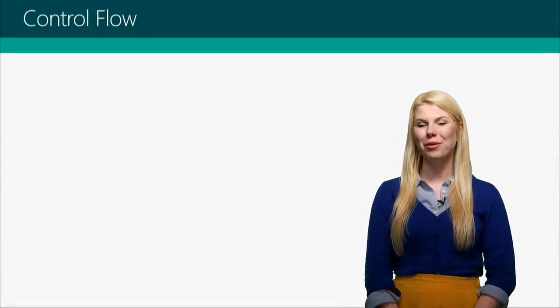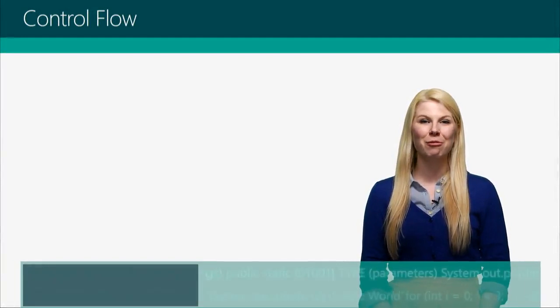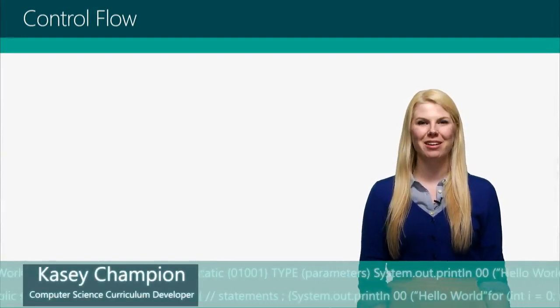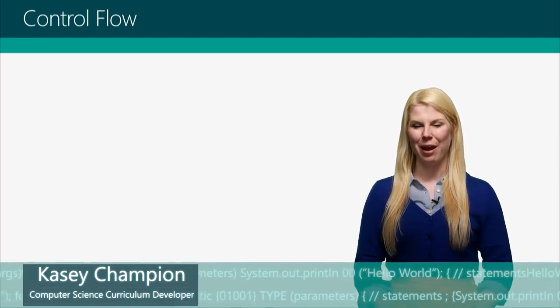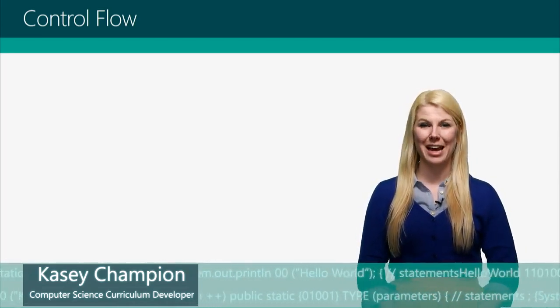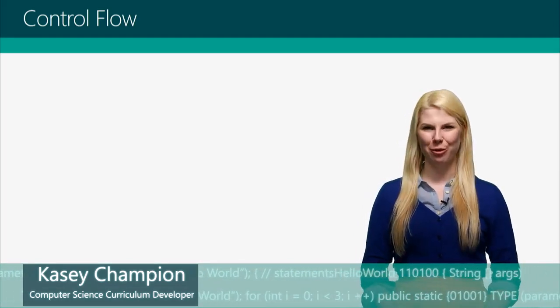One of the most important things you're going to learn as you develop your programming skills is how to read code like a computer. The computer has a very specific, systematic way of knowing which line of code to execute next. And that system is called control flow.